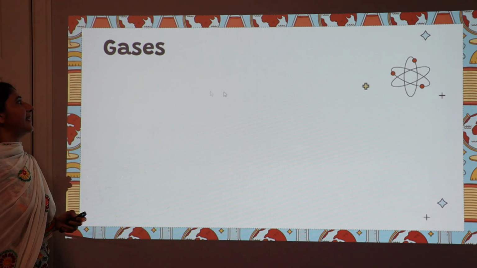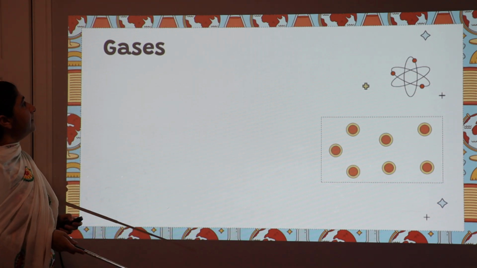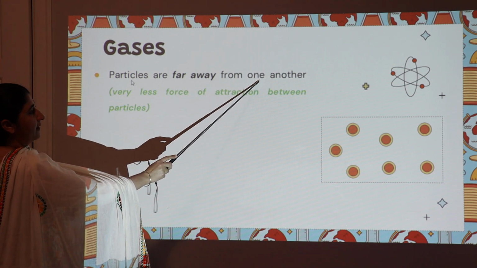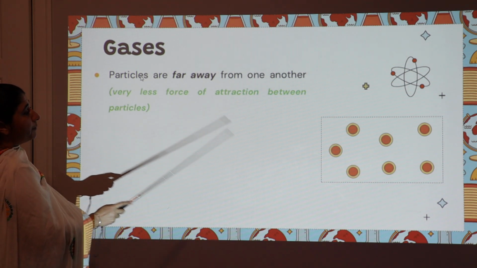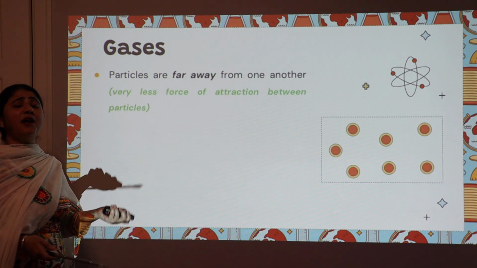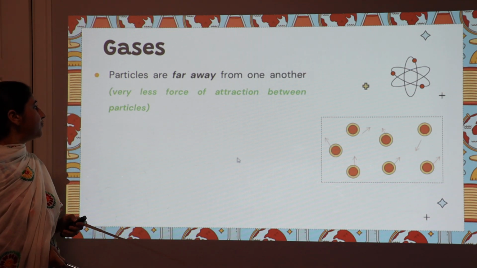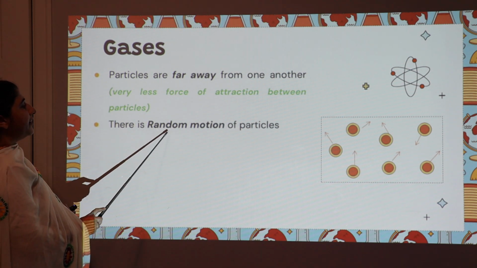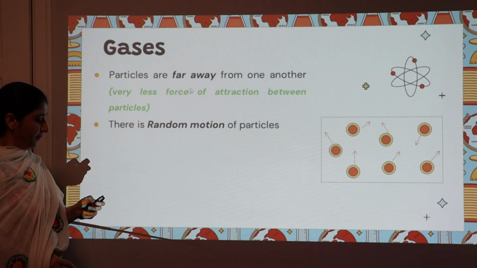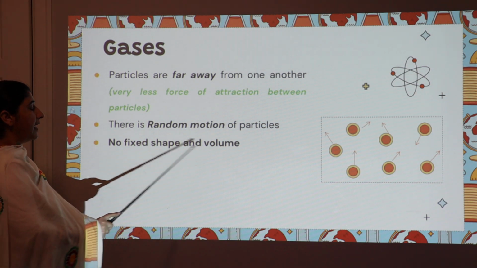The next one is gases, in which the particles are arranged in this manner. It's clearly shown that the particles are very far away from one another, which means the particles are held by weak attractive forces. We can say there is almost negligible force of attraction between gaseous particles. Due to this weak attraction, there is random motion of the particles, which means they move in various directions. That is why gases don't have a fixed shape or fixed volume.